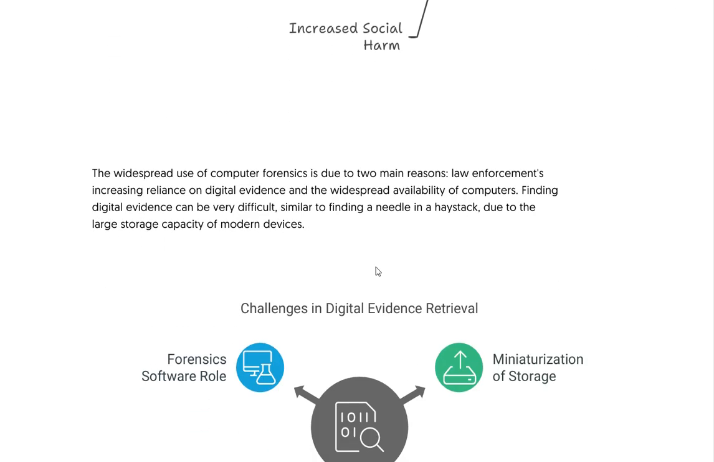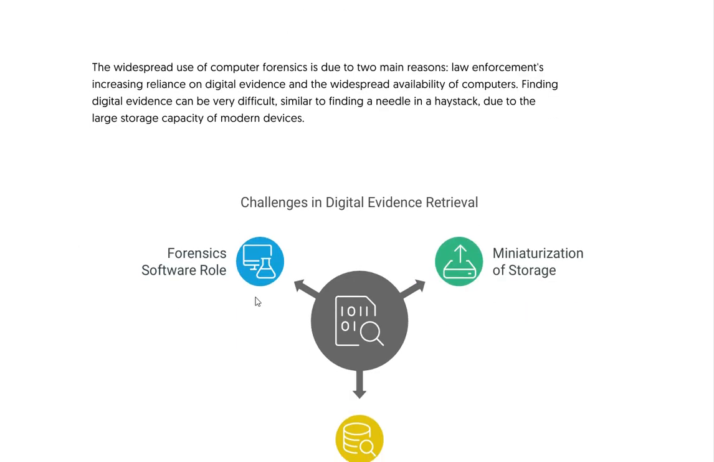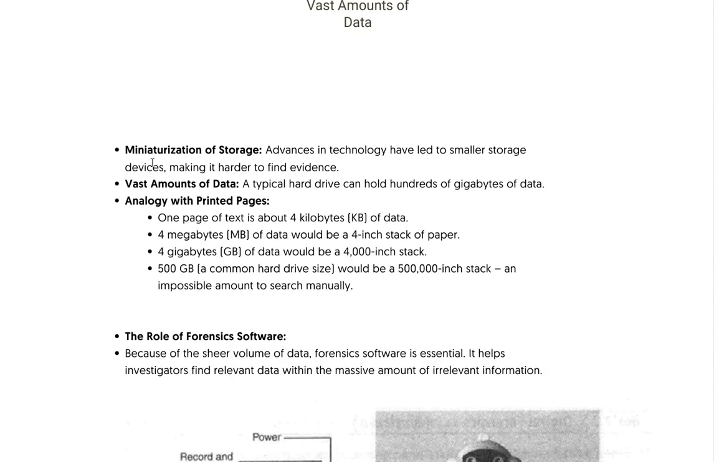The widespread use of computer forensics has two main reasons. One is law enforcement, with increasing reliance on digital evidence and the widespread availability of computers. Finding digital evidence can be very difficult, similar to finding a needle in a haystack, due to the large storage capacity of modern devices. Next, miniaturization of storage means a tiny device can store a huge amount of data. As technology advances and storage devices get smaller, it is harder to find the evidence.